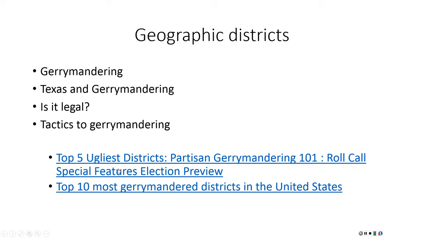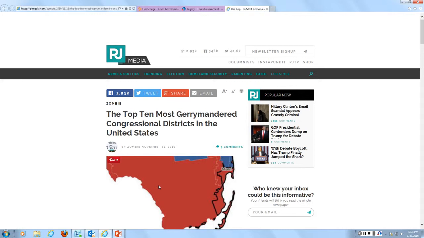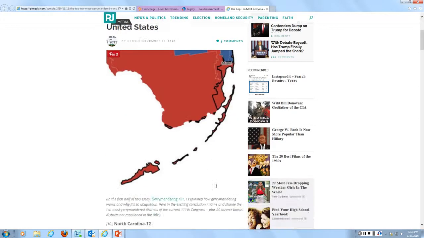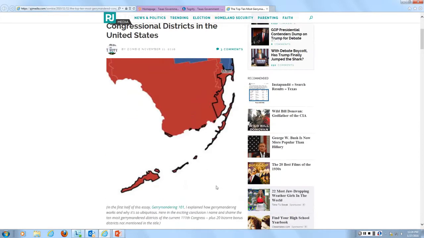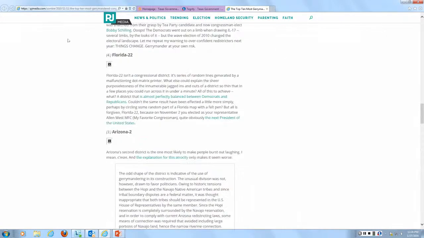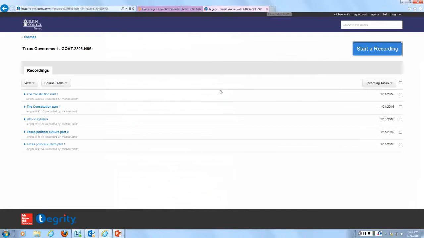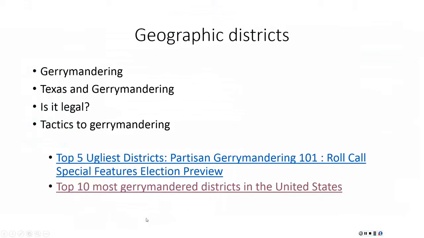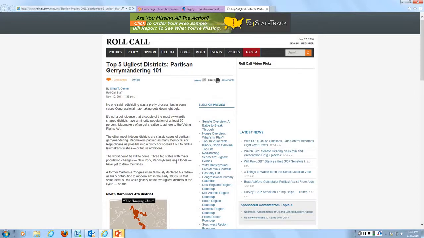I talked about districts being drawn and how nice and neat it would be if we could just put in little squares. I've included a link here to show you 10 of the most gerrymandered districts in the United States. Let's see. Is this the one I want, or is it the other link? Let's check the other link first. It's here. I know I have it. Ah, here we go.